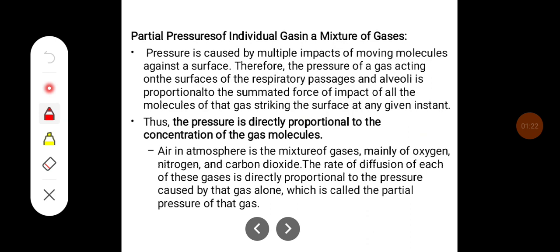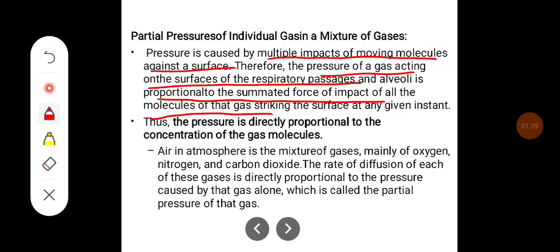Pressure is caused by multiple impacts of moving molecules against a surface. Therefore, the pressure of a gas acting on the surfaces of the respiratory passages and alveoli is proportional to the summated force of impact of all the molecules of that gas striking the surface at any given instant. Thus, pressure is directly proportional to the concentration of gas molecules.